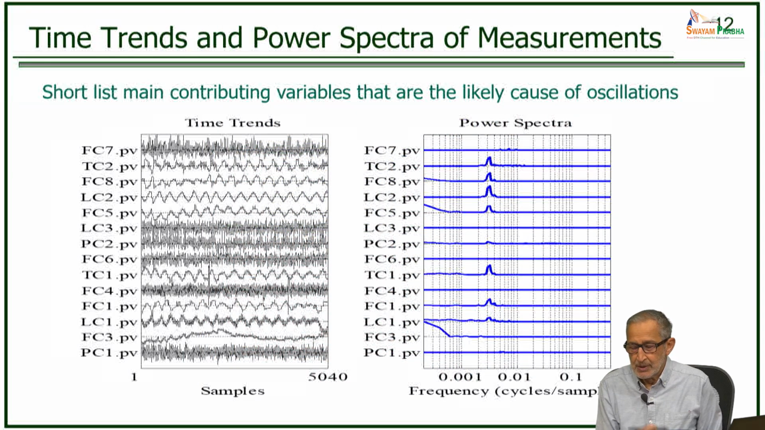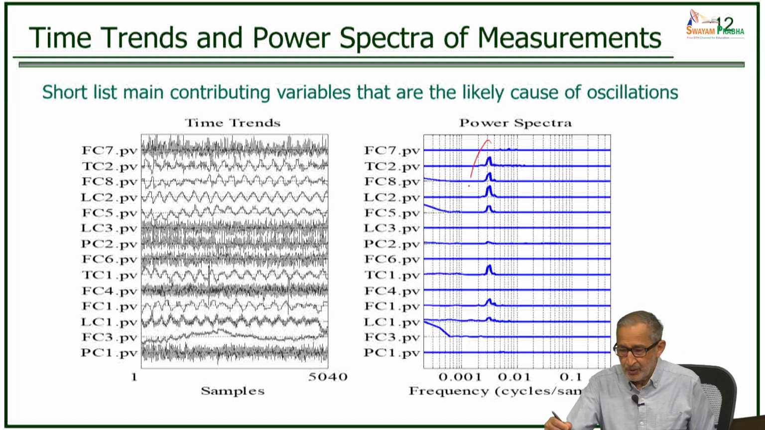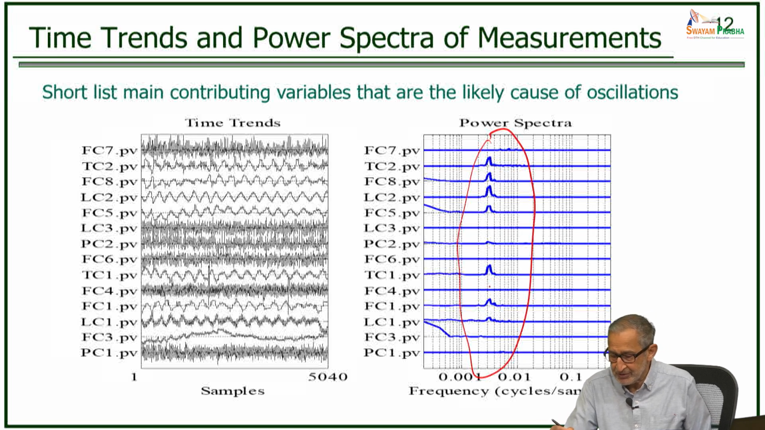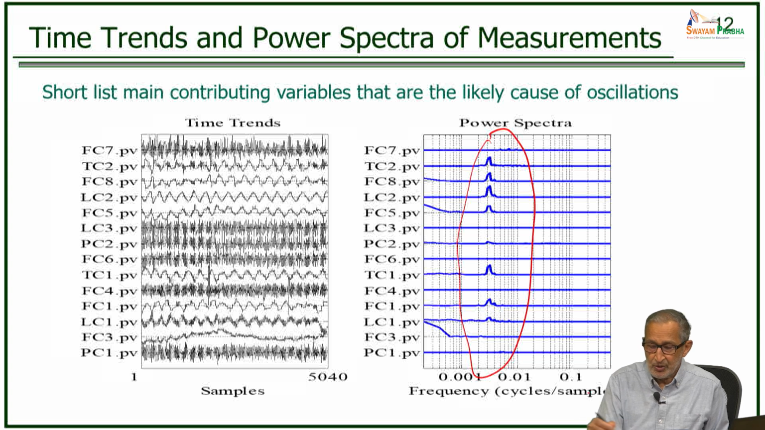So we looked at that short list. Here are all the variables that are oscillating more or less at the same frequency. The frequency of concern in this example, on a logarithmic scale, is 0.002 or 0.025 cycles per sample.